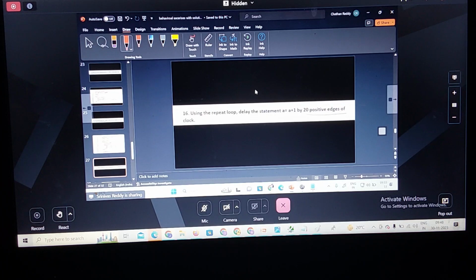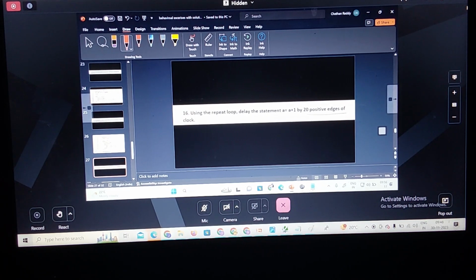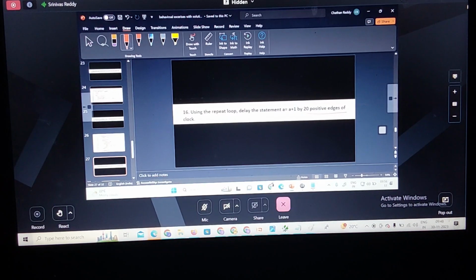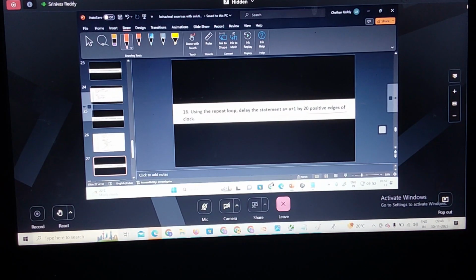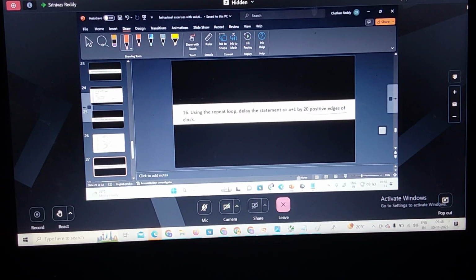So can you think and write a program for this? What loop are they asking? What is the repeat loop? It is going to iterate a fixed number of times. Fixed number of times it is going to do the iteration.